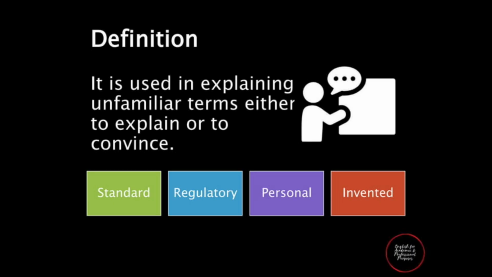Basically, a definition is from the word to define. So, it is used in explaining unfamiliar terms, either to explain or to convince. For example, what is a typhoon, right? So, you will search sometimes on Google the definition, what is the meaning of typhoon. And from the word define, definition, it is just to explain the unfamiliar terms, or I should say to explain what is a typhoon. So we have here types of definition. We have standard, regulatory, personal, and invented.